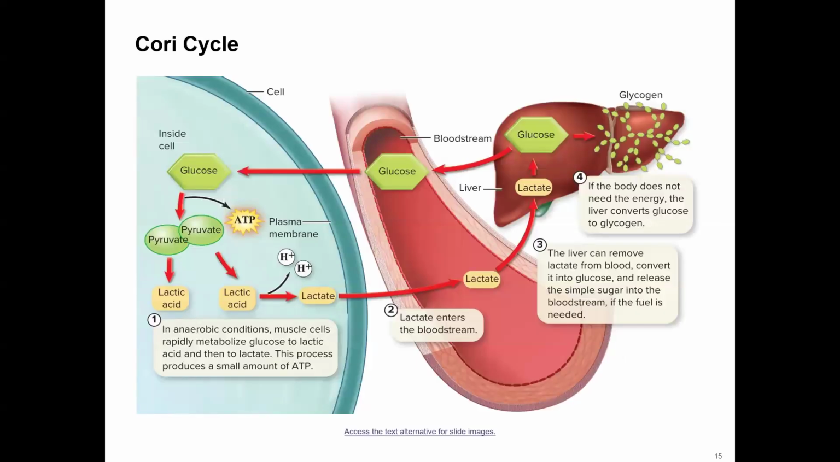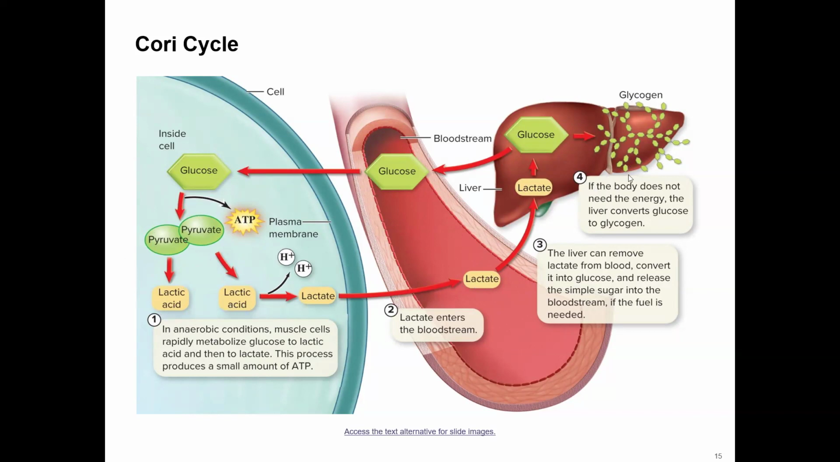There is a side cycle here called the Cori cycle. Again, it still uses this lactic acid. The diagram does a good job. Here's our glucose going through glycolysis, breaking down glucose and making a little bit of ATP. You're making this pyruvate. In the presence of oxygen, this pyruvate can go into the mitochondria, but without oxygen it can be converted into lactic acid that can be transported through the bloodstream over to the liver.